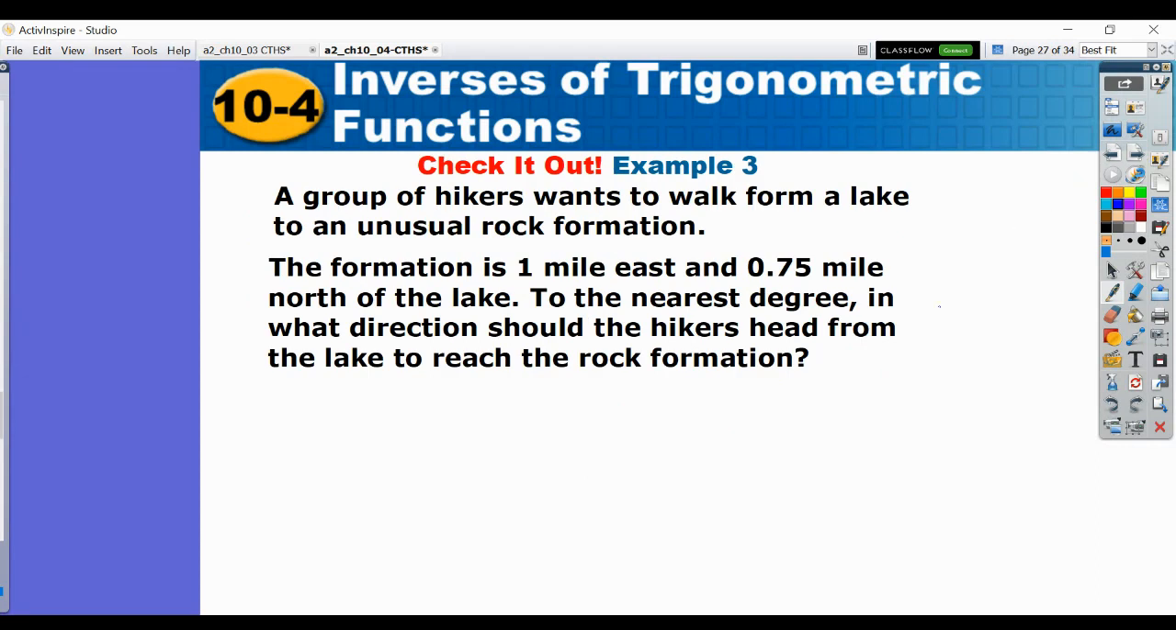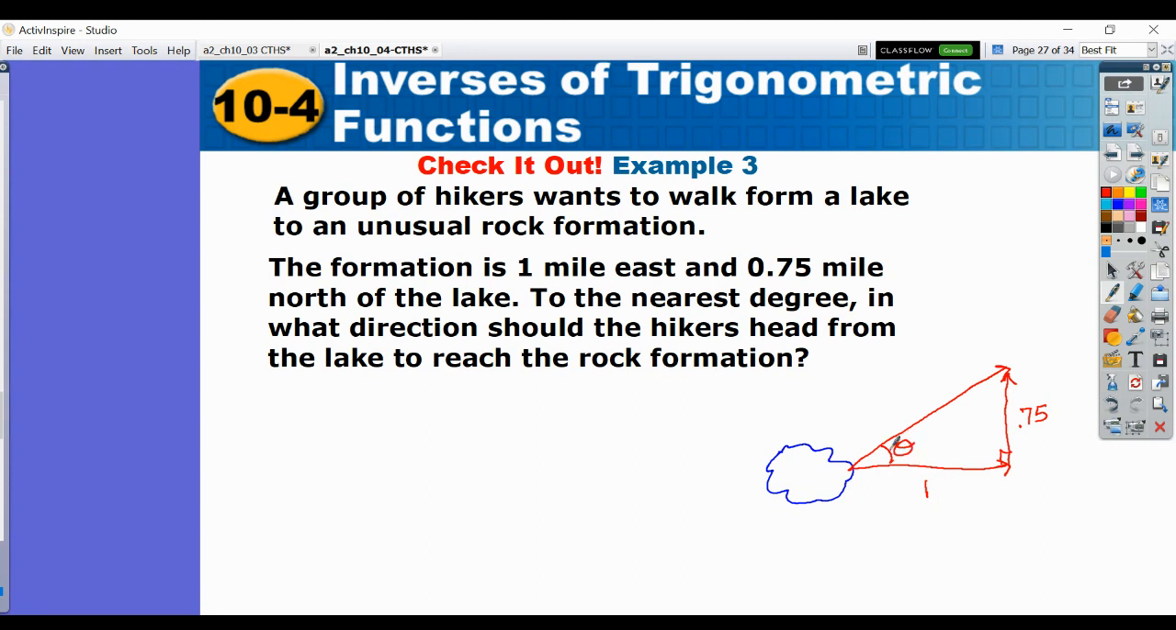A group of hikers wants to form a walk from a lake to an unusual rock formation. So here's my lovely blue lake. The formation is 1 mile to the east and 0.75 miles north. So we're going to walk east and north, and we could go that way, but what I want to know is how could I get there this way? What angle would I need to depart to get to the same rock formation without walking 1.7 miles? I could even figure out how far it is, but what I really want to know is what angle do I need here?